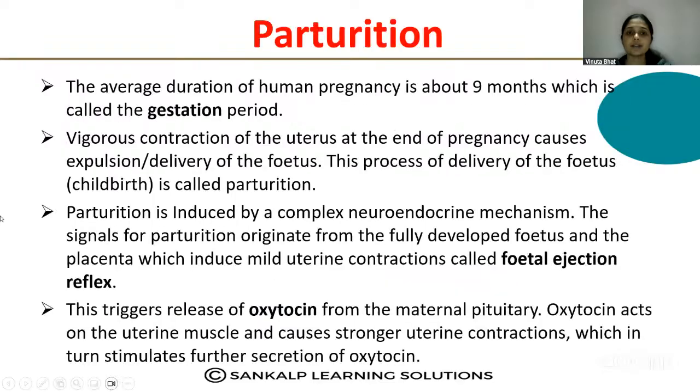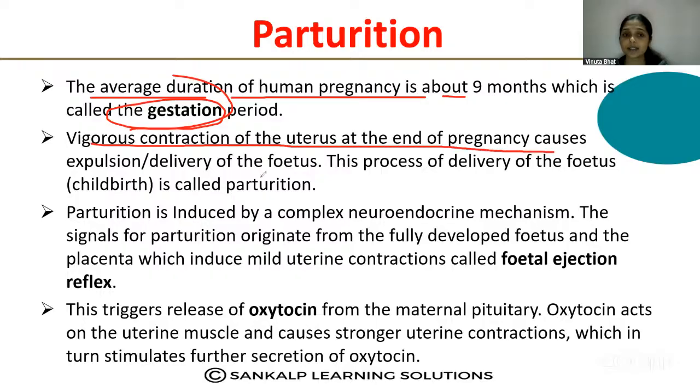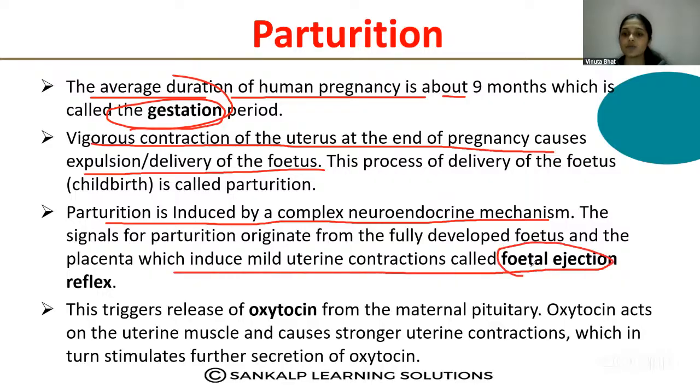Then the last one, the parturition, which is nothing but the delivery of the baby. The average duration of human pregnancy, about 9 months, is called the gestation period. Vigorous contraction of the uterus at the end of pregnancy causes the expulsion of the baby. The parturition is a complex neuroendocrine mechanism. Why is it called a neuroendocrine mechanism?